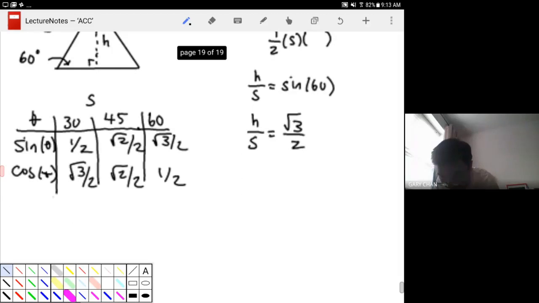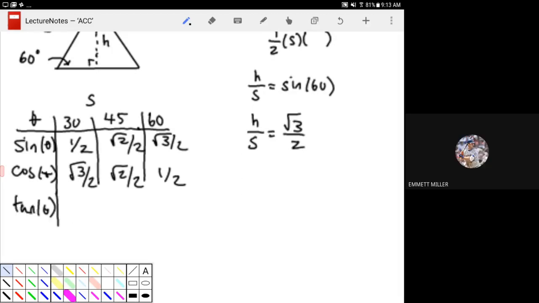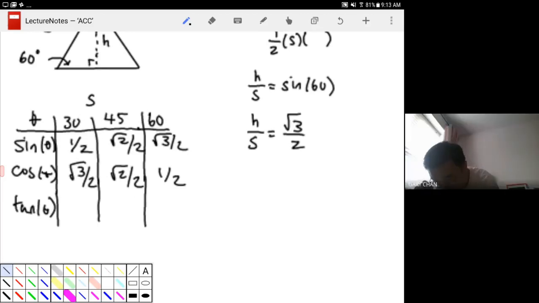And then the last thing is tangent. Was that radical 3? No. So tangent of 30 is radical 3 over 3. Tangent of 45 is 1. And tangent of 60, well, that's just radical 3.